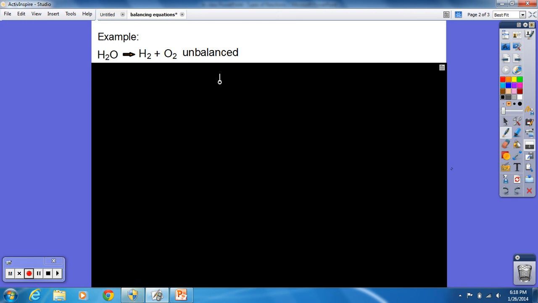So what we need to do is we need to balance this reaction. Another way is it's almost like, besides being very specific, it's almost like chemistry grammar. So it's making this equation grammatically correct.